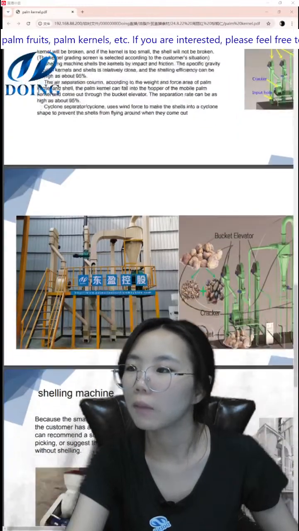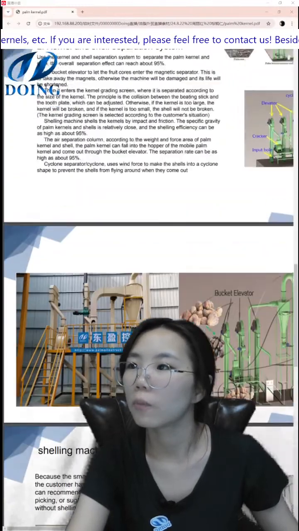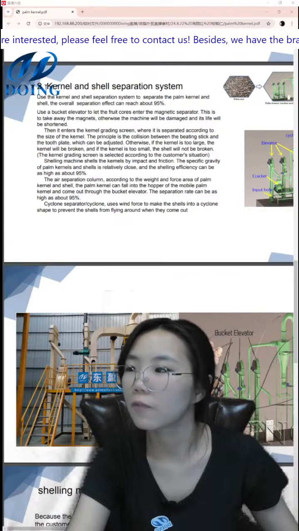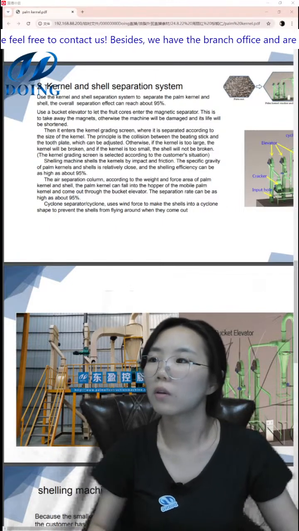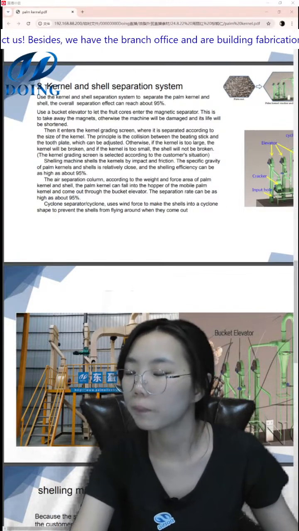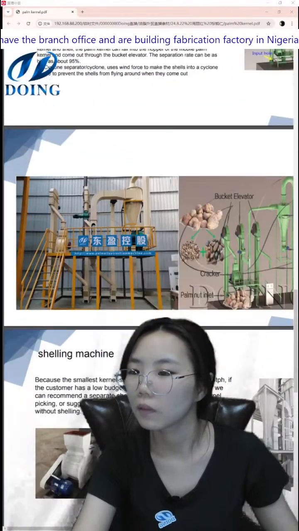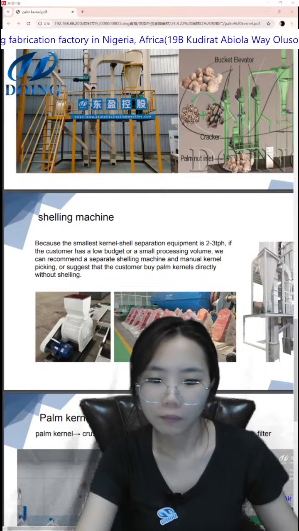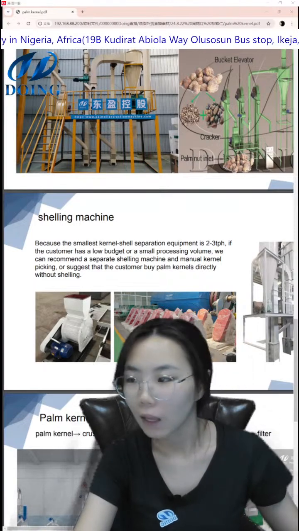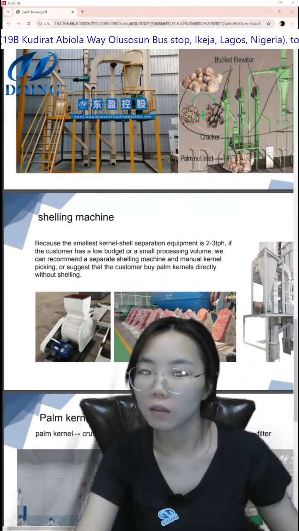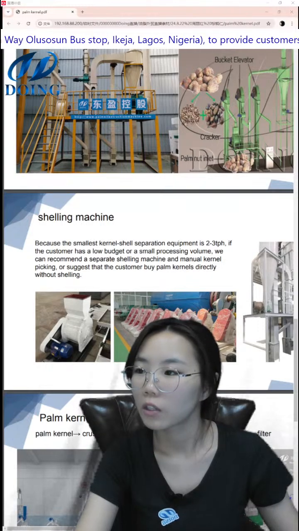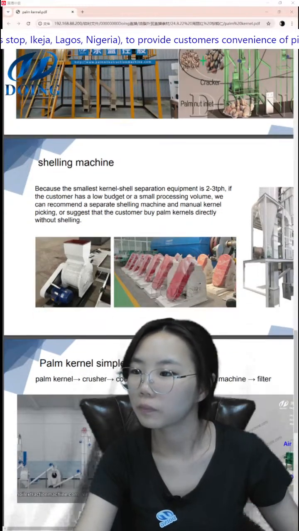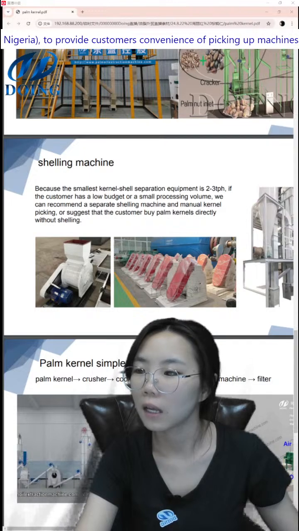We can see this picture and the photos of the kernel and shell separation system. And we can see this machine. This machine is the shell machine, and this is the shell machine in our factory.